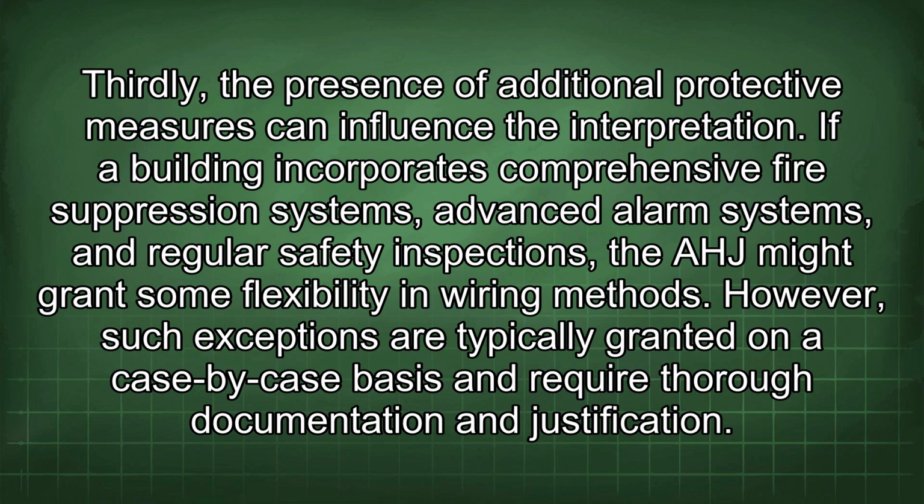Thirdly, the presence of additional protective measures can influence the interpretation. If a building incorporates comprehensive fire suppression systems, advanced alarm systems, and regular safety inspections, the AHJ might grant some flexibility in wiring methods. However, such exceptions are typically granted on a case-by-case basis and require thorough documentation and justification.